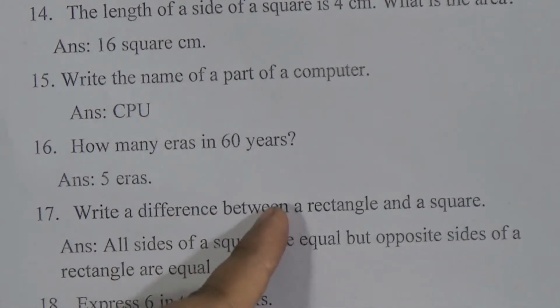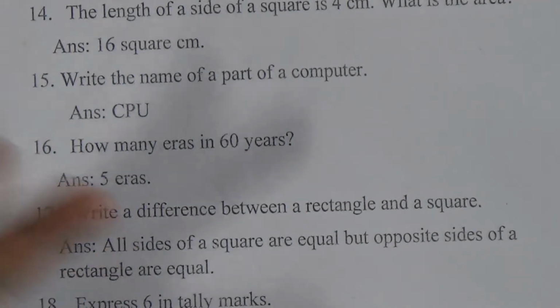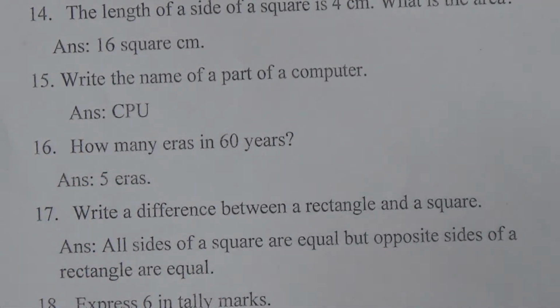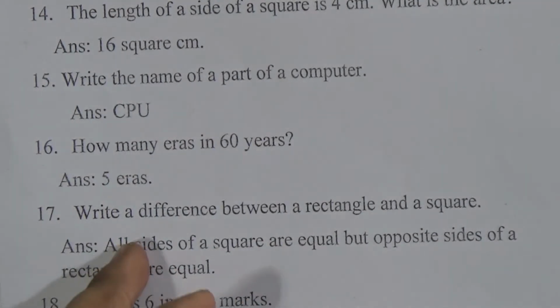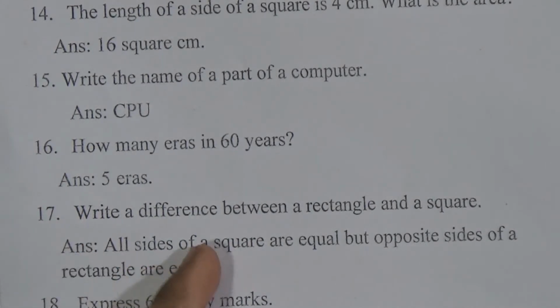Write a difference between a rectangle and a square. Okay. In a square, all the sides are equal, but in a rectangle, opposite sides are equal. So it is the main difference between a rectangle and a square. Notice, all sides of a square are equal, but opposite sides of a rectangle are equal.